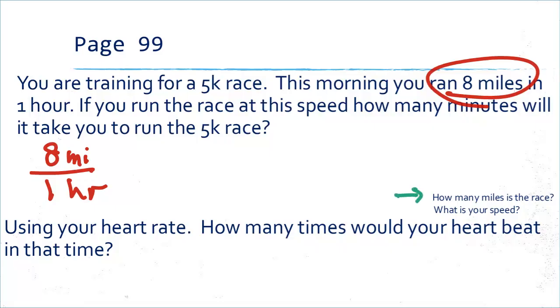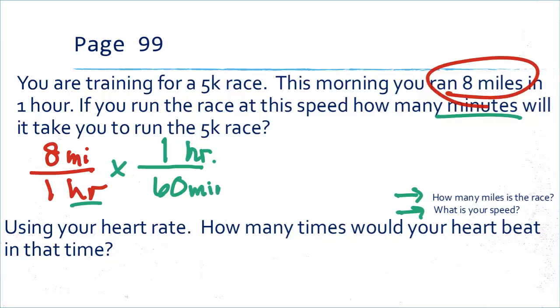Okay. So there's a couple of considerations. How many miles long is the race? And what is your speed? So here's my speed. We need to change this to minutes. So my equivalent ratio is hours to minutes. How many hours and how many minutes? 60 minutes. Where's the 60 going to go? We want 1 hour on the top because we want that to cancel out, and this is going to be for 60 minutes.